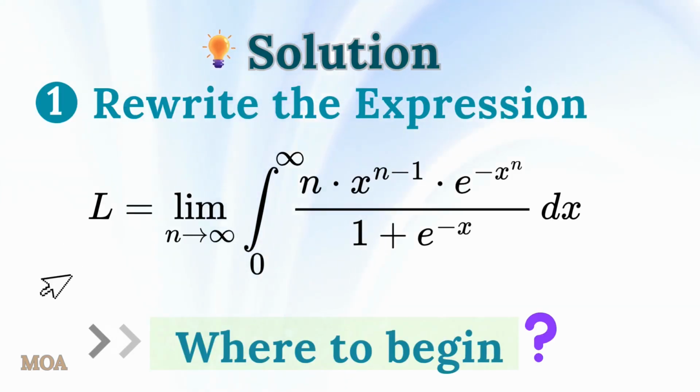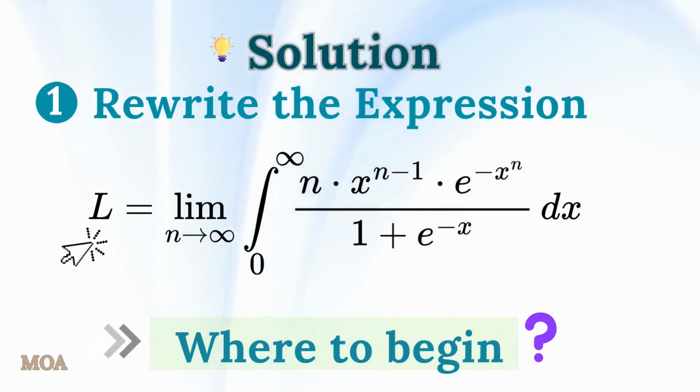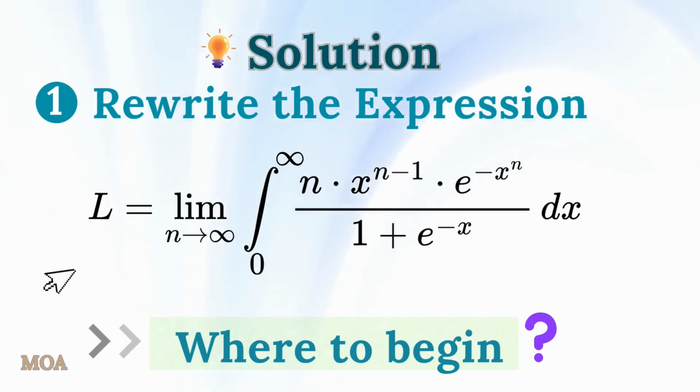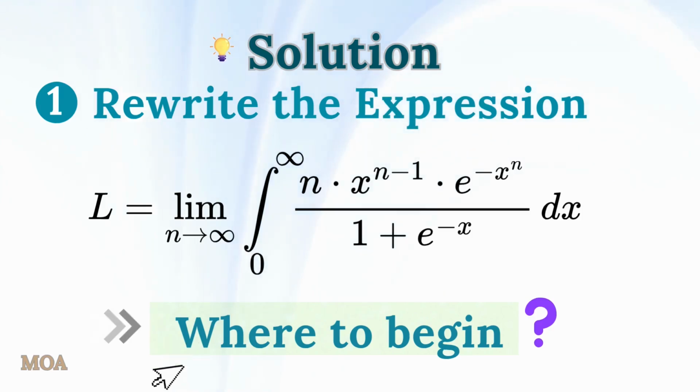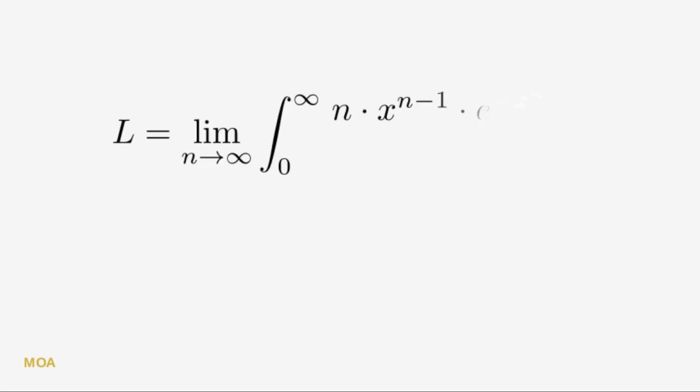Well, before starting the solution, let us first rewrite the expression for the integral L. Then observe that the integrand is defined on the entire interval of integration, from 0 to infinity. After this stage, students ask, where do we begin to solve the problem correctly and rapidly? To evaluate this limit correctly and rapidly, let us adopt the change of variable method.